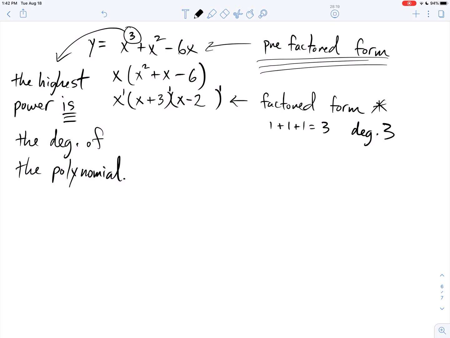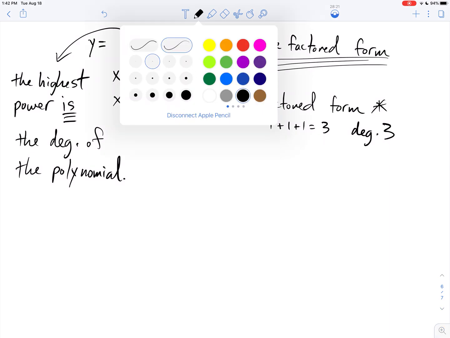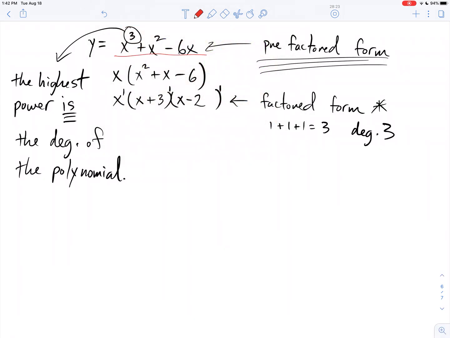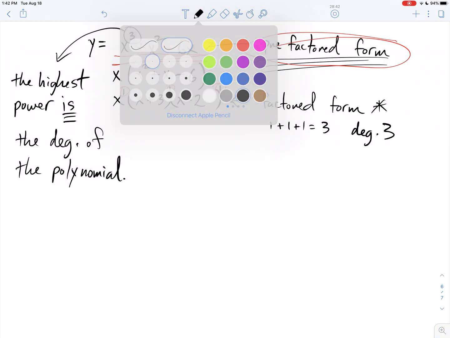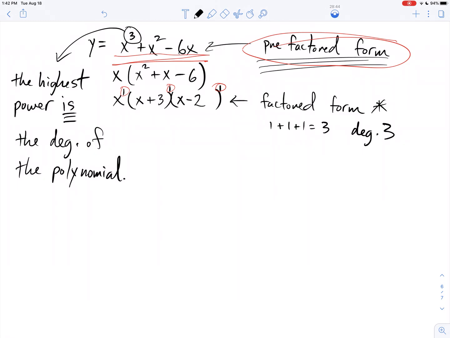So if it's in pre-factored form, you look at the highest power and you go, oh, it's third power, third degree. If it's factored up, then you add these guys. It's the same, it's 3. That's the difference between factored form and pre-factored form. But you got to factor it anyway to sketch its graph. So here we go. Let's take a look at it.